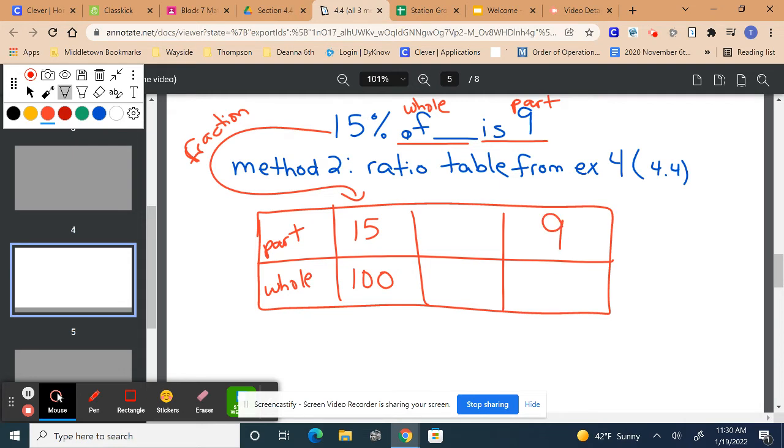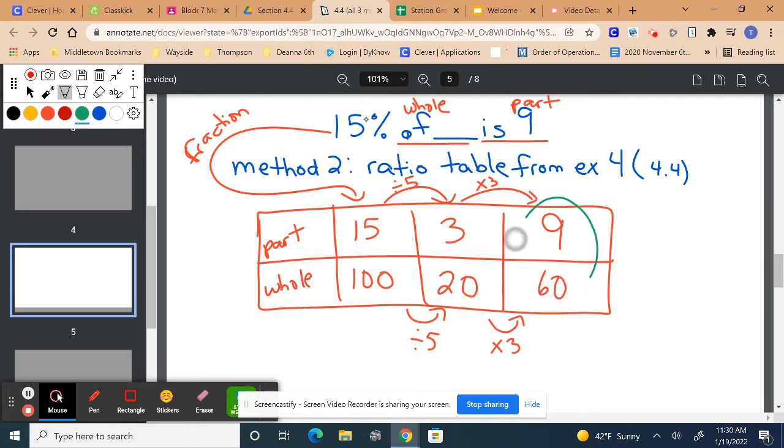So now we have to figure out a number that we can bring it down to, that we can bring it back up. So 3 is a great factor here. So we're going to do 15, and we're going to divide it by 5. So that means we're going to do 100 divided by 5, which gives us 20. Then we're going to do 3 times 3 is 9, which brings us back down here to 20 times 3, which is 60.